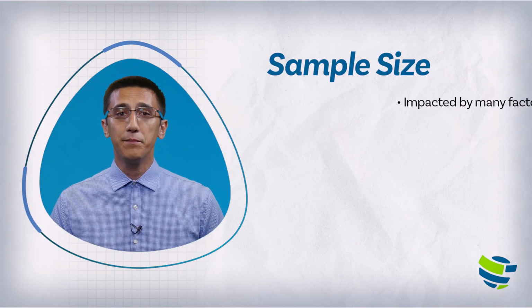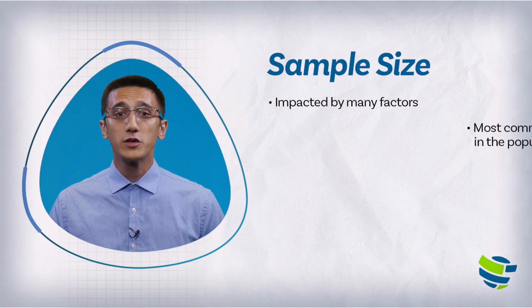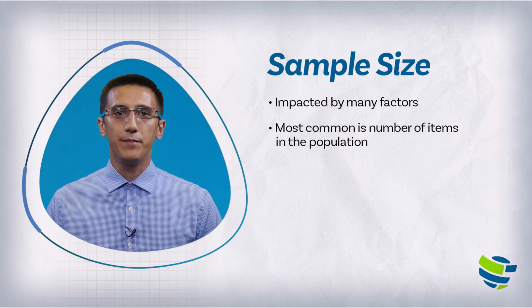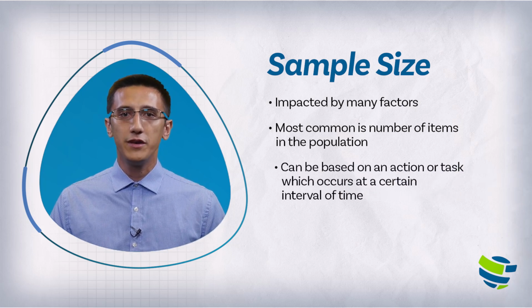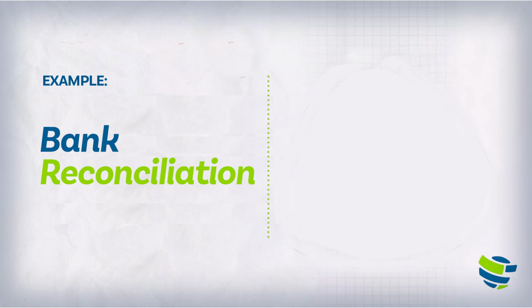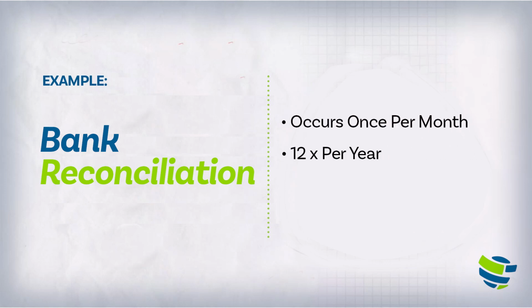Your sample size can be impacted by many different factors. The most common of factors is the total number of items in your population. This will obviously vary depending on what you are auditing, but can be the number of transactions over a period of time, badge swipes, or a specific task designed to occur at a set frequency. Sometimes, this frequency is an action or task which occurs at a certain interval of time. For example, think of a monthly bank reconciliation that happens once a month, so you would expect to see 12 of them per year. Your sampling guidance may suggest you select 2 or 3 months out of the 12 to achieve your desired level of confidence.